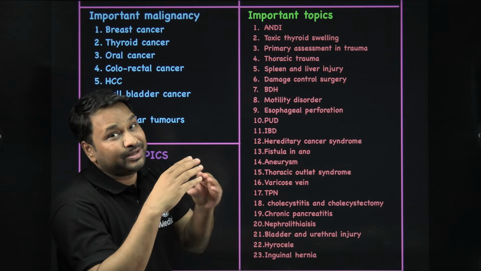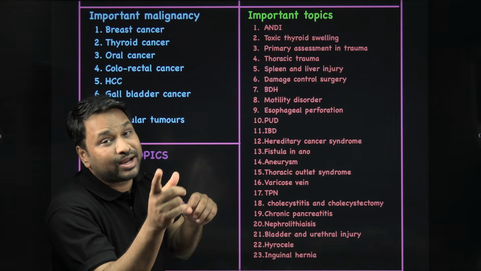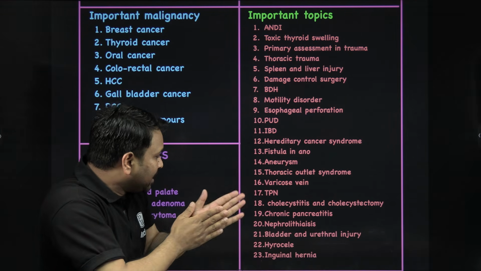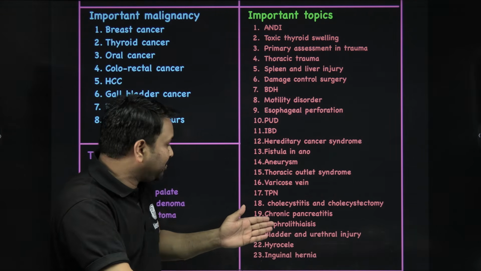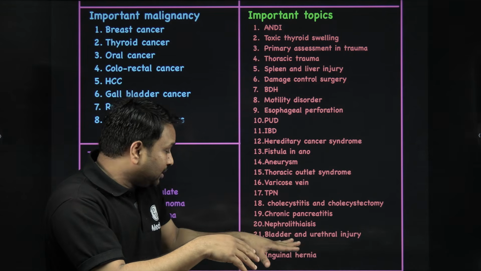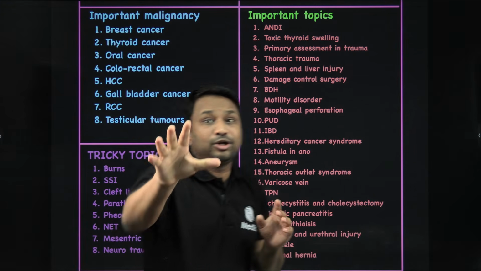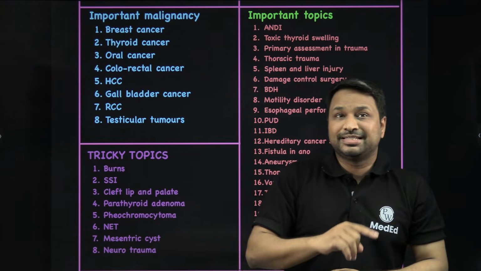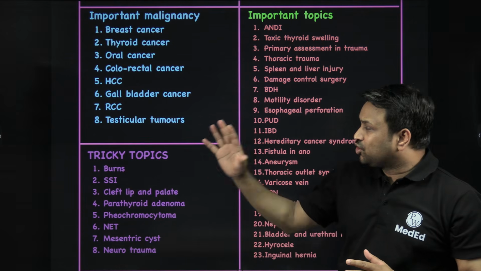Cholecystitis and cholecystectomy, your hepatocystic triangle versus Calot's triangle, the safe dissection, everything has been asked. Chronic pancreatitis, Tigar-O classification, a previous exam question. Nephrolithiasis is their favorite question. Bladder and urethral injuries, hydrocele and inguinal hernia are the topics that you need to look at before going to the exam. And then comes the tricky topics.